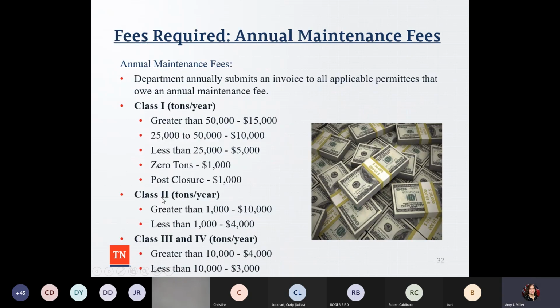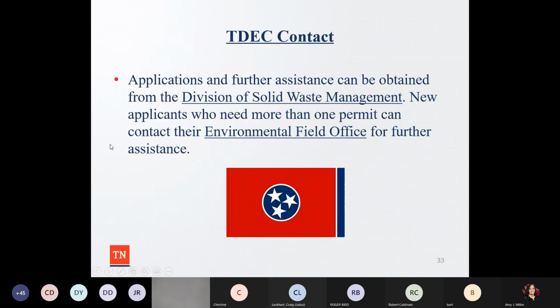So again, the maintenance fee is based upon what class and how many tons per year, you can see this below. It's a nice chunk of change. And then if you're a class 2, there's various levels, class 3 and class 4. There's different fees for that. So again, applications and further assistance are through the Division of Solid Waste Management. And if someone needs more than one permit, they can contact the Environmental Field Office for further assistance.